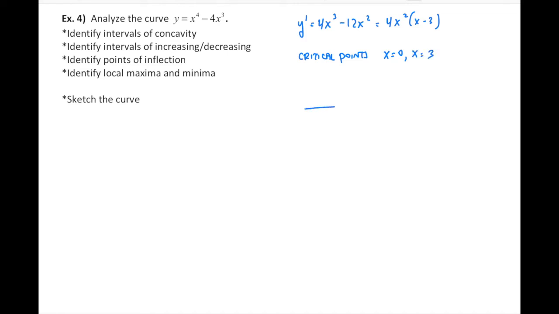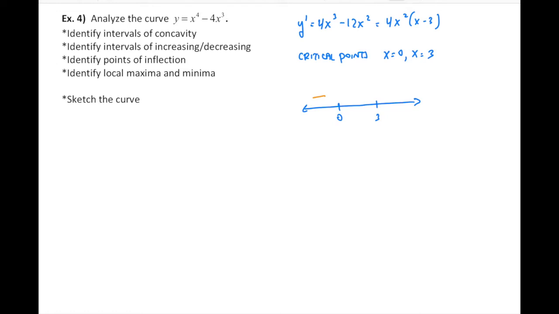I'm going to use this and my sign chart, my number line. I'm going to partition my number line using those critical points, 0 and 3. And I'm going to identify where this graph is increasing, decreasing, and therefore getting maximums, minimums. Now, I'm going to pick some number to the left of 0, -1. Consider it in my factors. So -1 squared times 4 is positive. -1 minus 3 is going to be negative. So any number to the left of 0 is going to be negative.